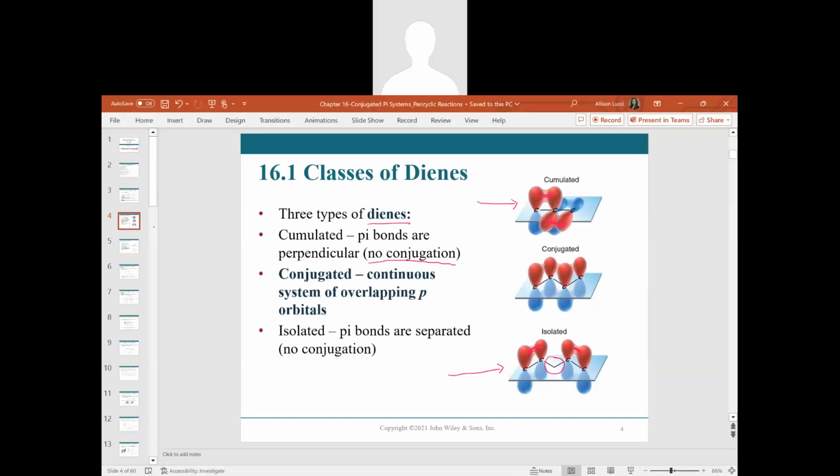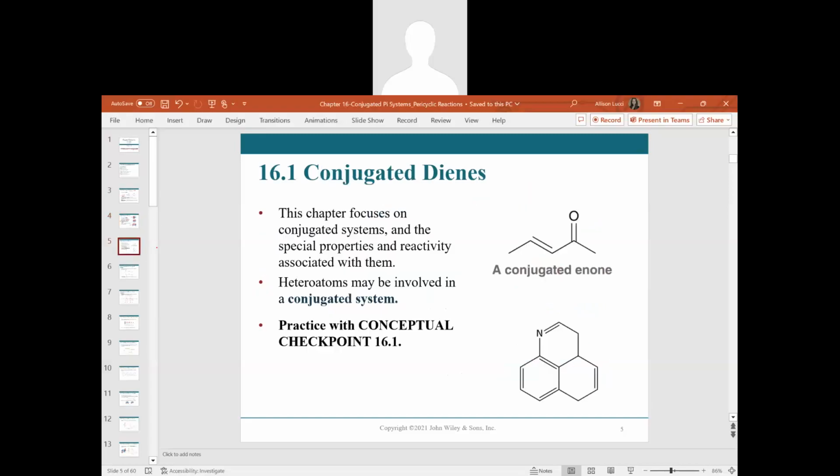But what we see in the middle here is this conjugated system of pi bonds. This is a continuous overlap between these four carbon atoms. So this overlapping system of p orbitals actually functions as a single functional group. That's why these conjugated dienes are a special type. And that will be the focus, again, of this chapter. There are special properties and reactivity that are associated with them.